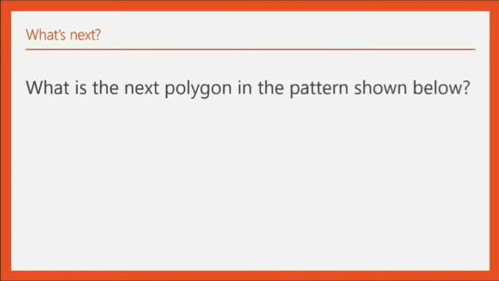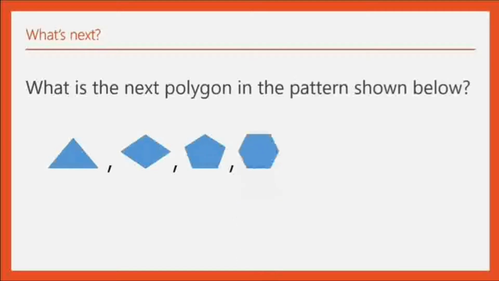What is the next polygon in the pattern shown below? The first polygon is a triangle, which has 3 sides. The second polygon is a quadrilateral, which has 4 sides. The third polygon is a pentagon, which has 5 sides. Then the fourth polygon is a hexagon, which has 6 sides. Then the fifth polygon is a heptagon having 7 sides.